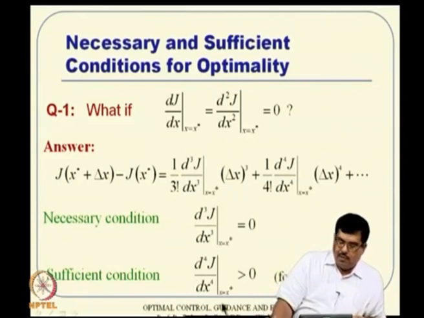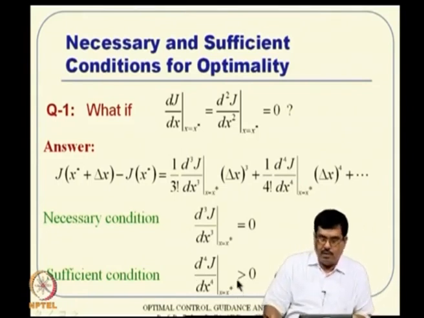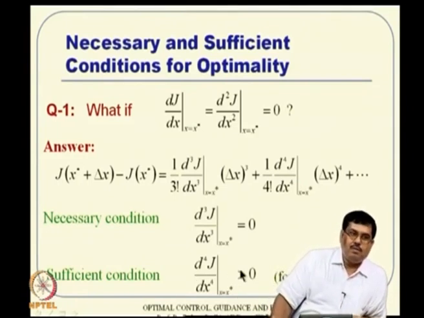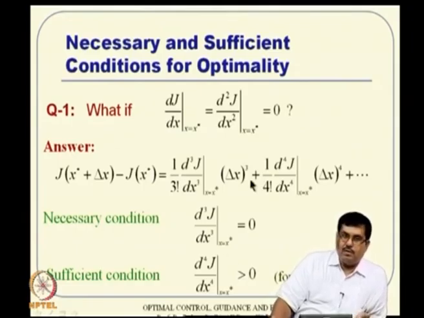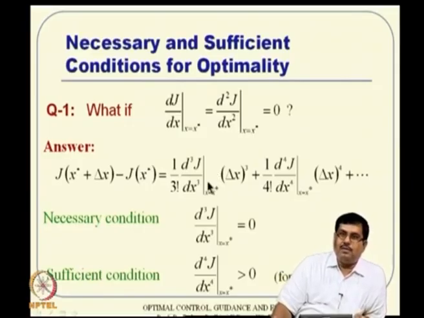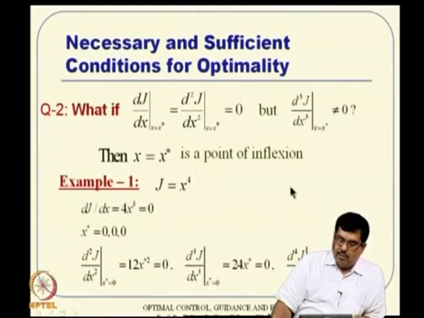And if the fourth derivative happens to be positive, then it leads to a minimum, and otherwise it is a maximum actually. So, the analysis continues. It actually toggles between odd powers and even powers. As a necessary condition, all odd powers have to be 0, and the sufficiency condition will come from even powers actually.